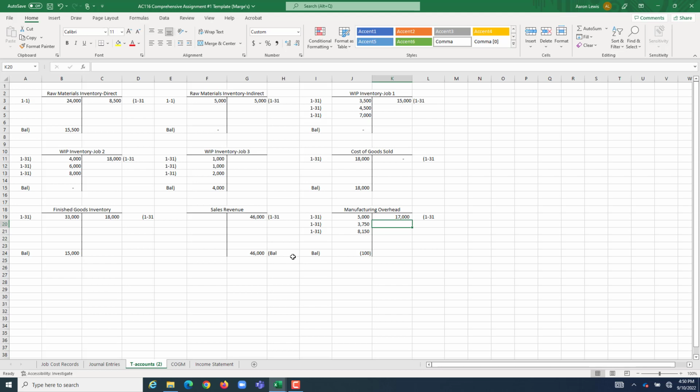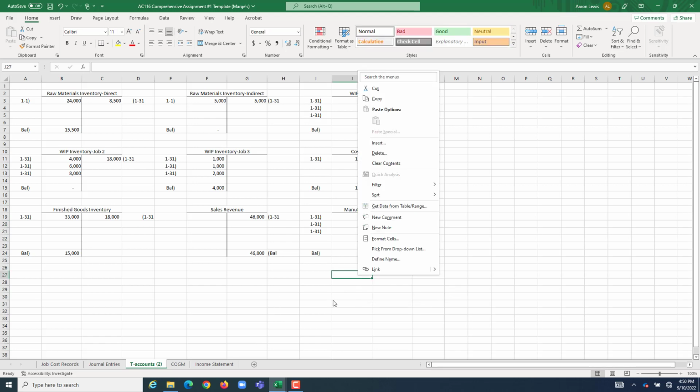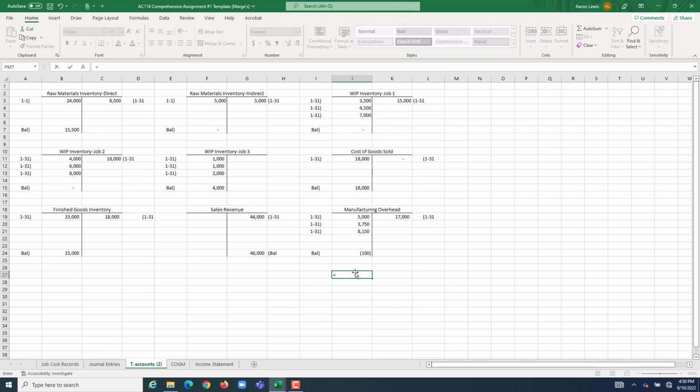And that's a problem. The reason that's a problem is because manufacturing overhead is a temporary account. We need to get manufacturing overhead equal to 0 at the end of the period. What am I going to do here to do so? Well, let me just do some simple math underneath real fast.